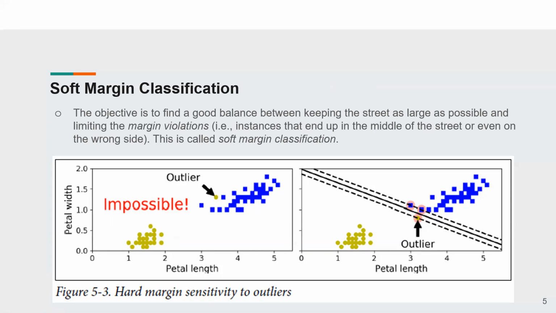SVC theory comes back with something called soft margin classification. Essentially, it is trying to find a good balance between keeping the street as large as possible and limiting the margin violations. In this case, with soft margin classification, you still can come back with a good support vector classifier with this one violation. Same thing here, you still can come back with a much wider street. This concept is called soft margin classification.